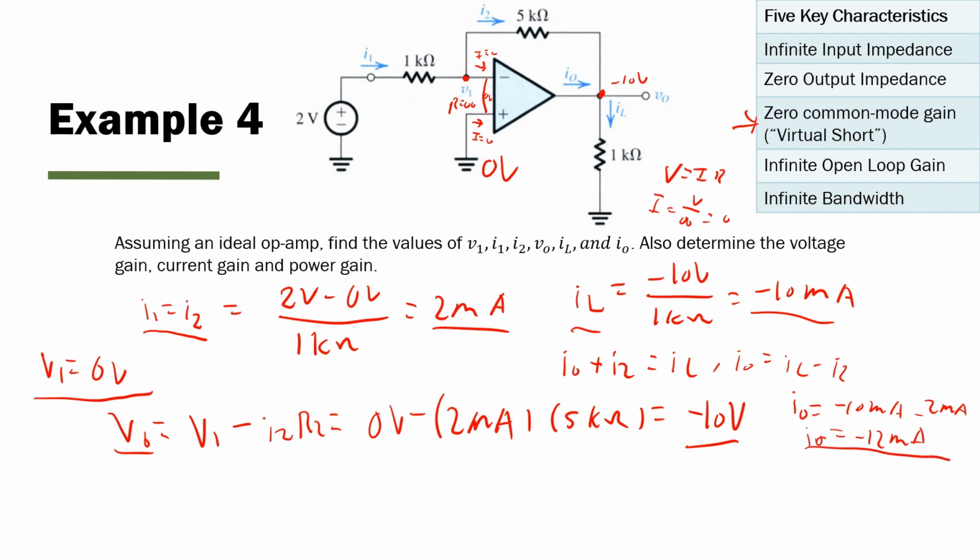Okay, those are all the values that we need to figure out. Now we just need to determine voltage, current, and power gain. So voltage gain is VO divided by VN, where VN would be this 2 volts. So we're going to get negative 10 volts divided by 2 volts, which is equal to negative 5 volts per volt. In decibels, this is 14.